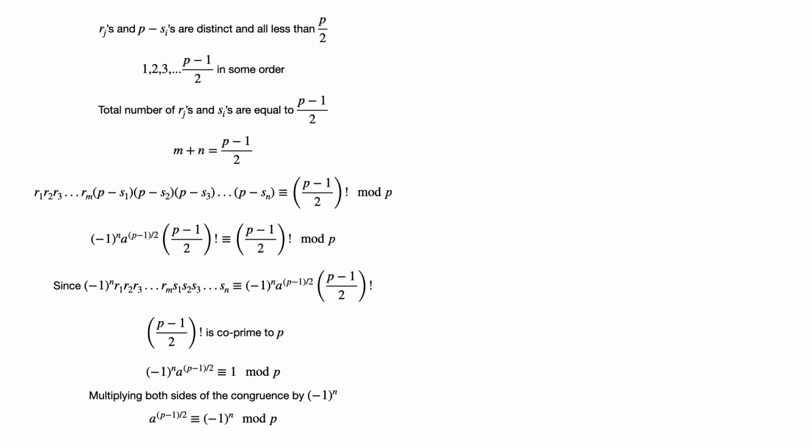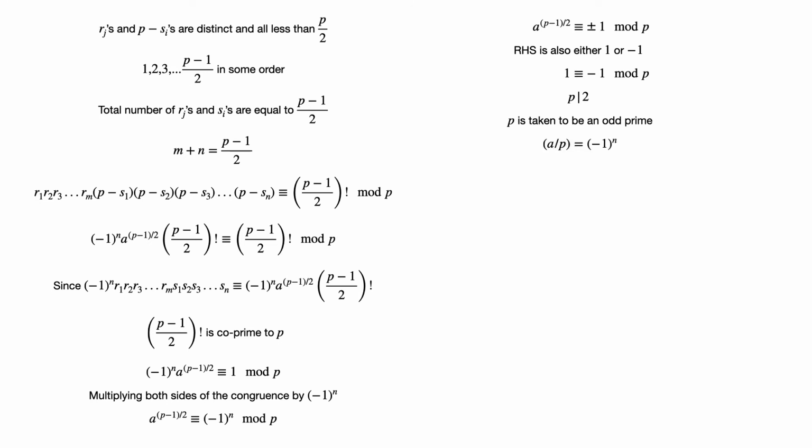As in the proofs of the properties of the Legendre symbol, this congruence translates to an equality. This is because a^((p-1)/2) is either congruent to 1 or negative 1 modulo p. The RHS is also either 1 or negative 1. If they were not equal, we would find ourselves staring at the statement 1 is congruent to negative 1 mod p, implying that p divides 2, which makes little sense as p is taken to be an odd prime. Therefore, (a/p) equals (-1)^n, and we are done.